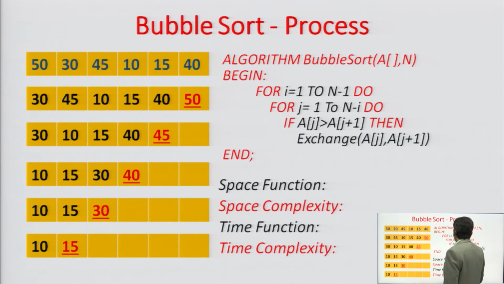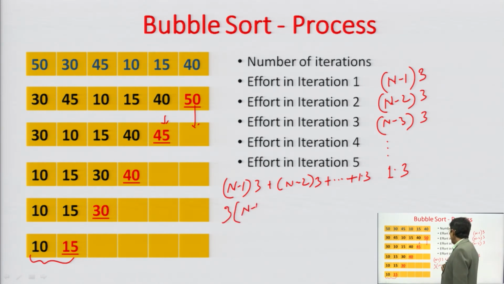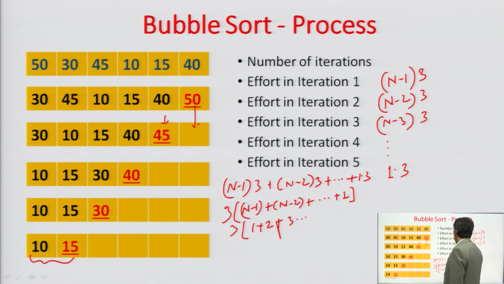can be found like a space function and the time function. We have already computed the time function here. Let us sum all these. This is n minus 1 into 3 plus n minus 2 into 3 plus, and so on and so forth, 1 into 3. If you take 3 common here, this will be n minus 1 plus n minus 2 and so on and so forth up to 1, and then this quantity can be reversed like this.